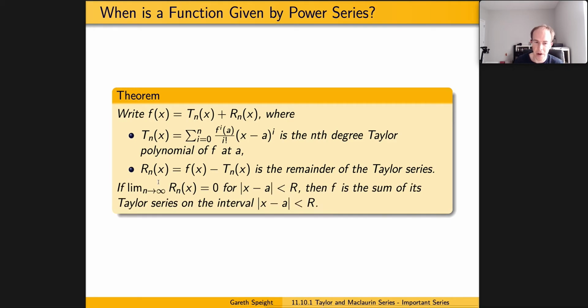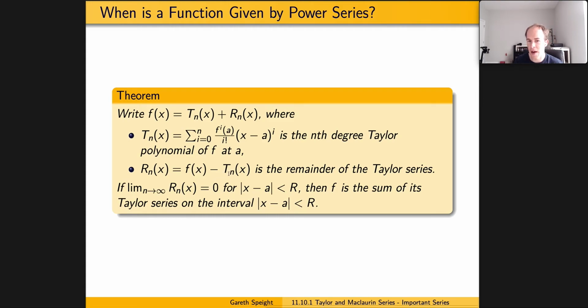This is exactly what we're going to ask for. If this remainder goes to 0, where this is the difference between the function value and the partial Taylor series, then f is equal to its Taylor series on this interval, |x - a| less than R. So how on earth do we show that this remainder goes to 0? Just like before with alternating series and the integral test, there's going to be an inequality that we can use to bound this remainder, because it's not something we can easily calculate explicitly.